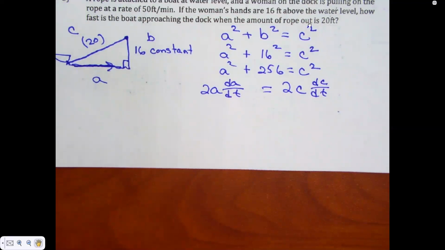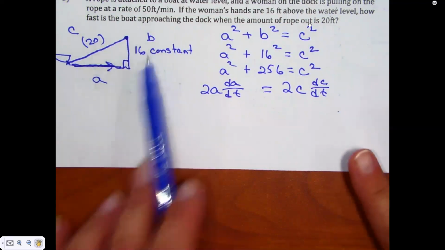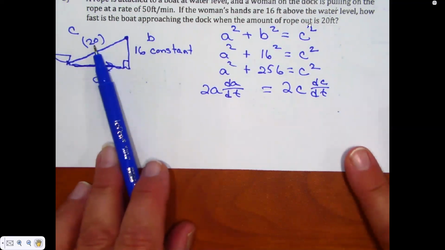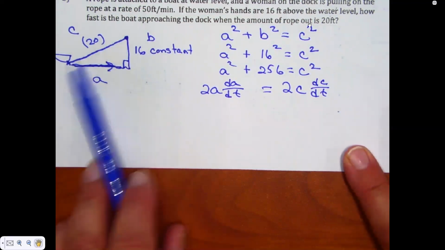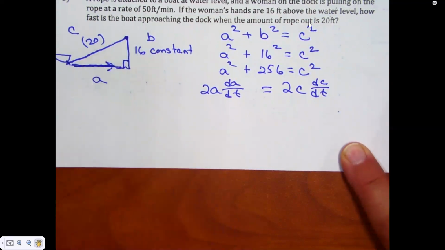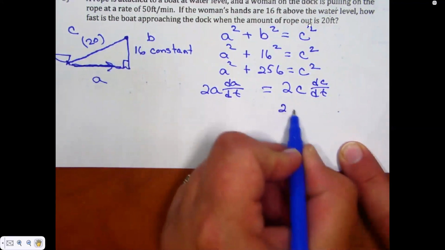Where is 20 going? I'm kind of looking like I have the 20 marked. The 20 is the length of the rope at the moment in time. So 20 is C.